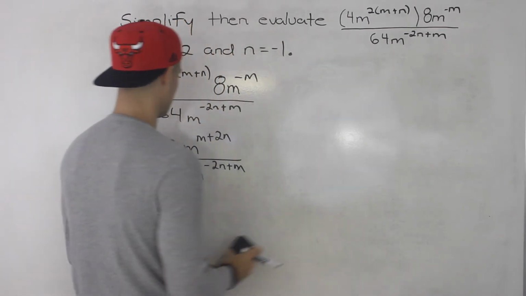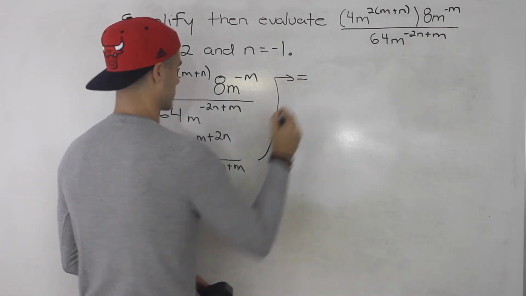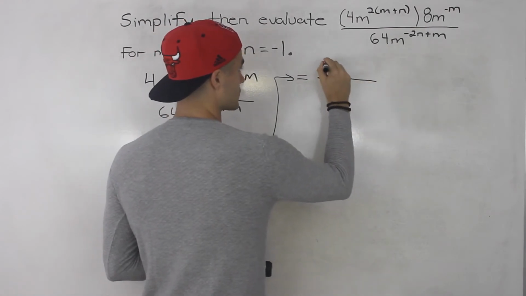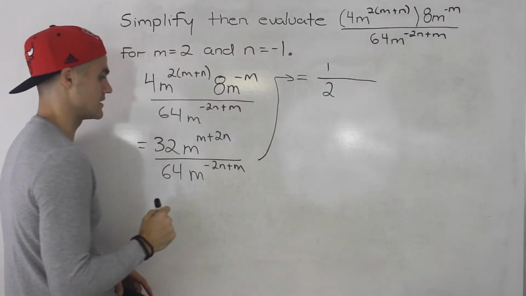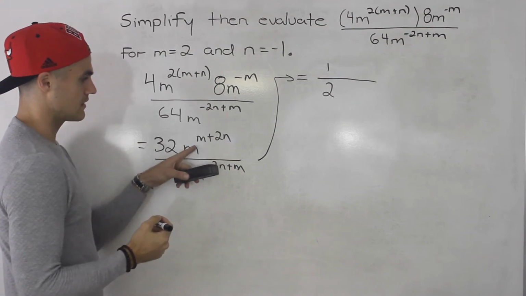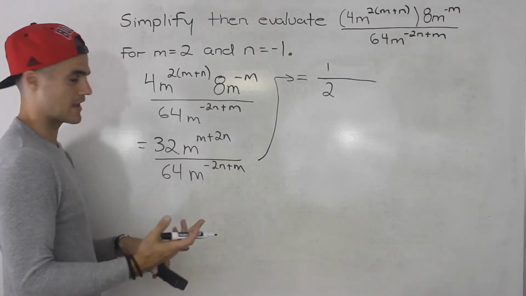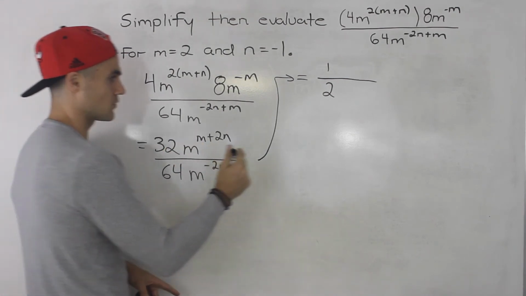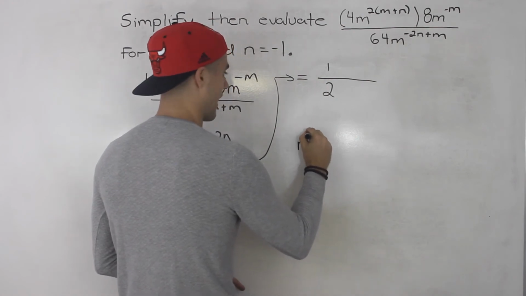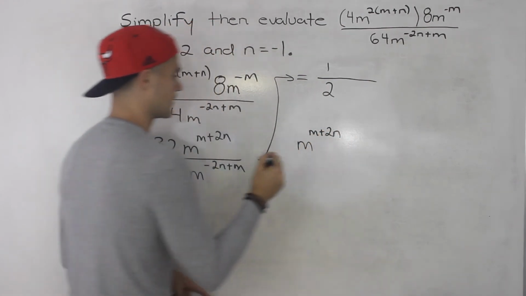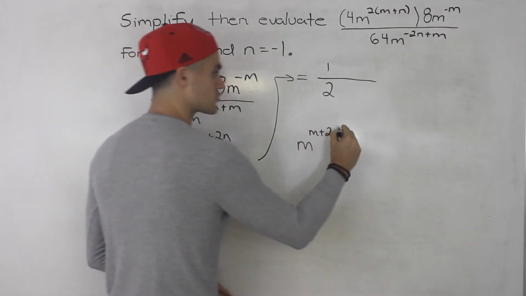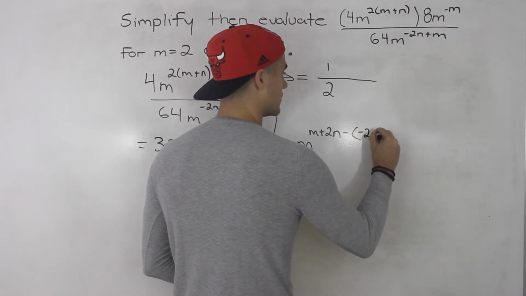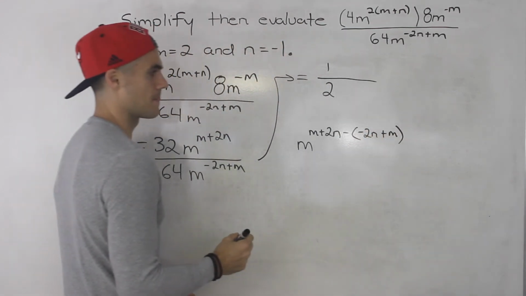Right, so now continuing this up here, 32 over 64, what does that simplify to? That simplifies to 1 over 2. So we're going to end up with a 2 in the denominator. And then this here, notice that these two exponents have the same base and we're dividing them. So we could subtract this exponent from this one. So we'll have m to the power of m plus 2n, the exponent in the numerator. And then we're going to be subtracting this exponent here in the denominator, so -2n plus m, like that.